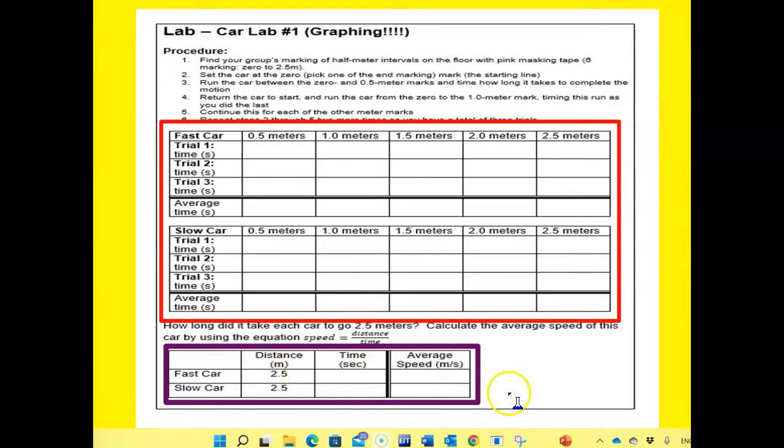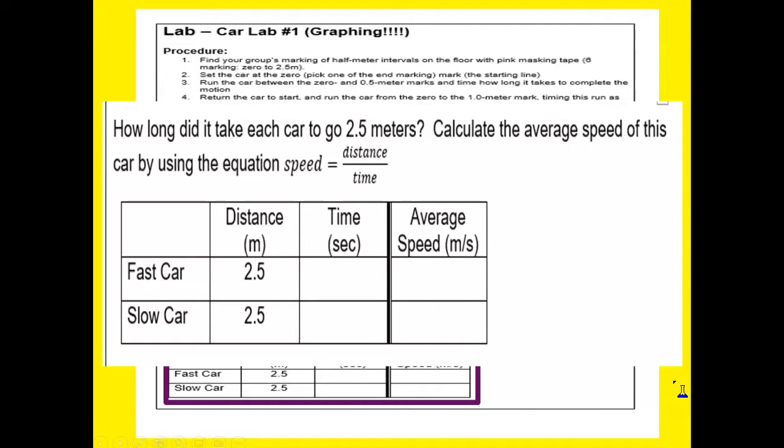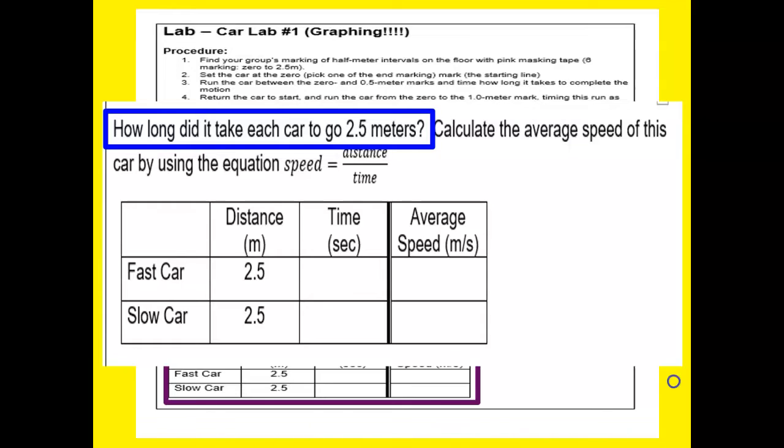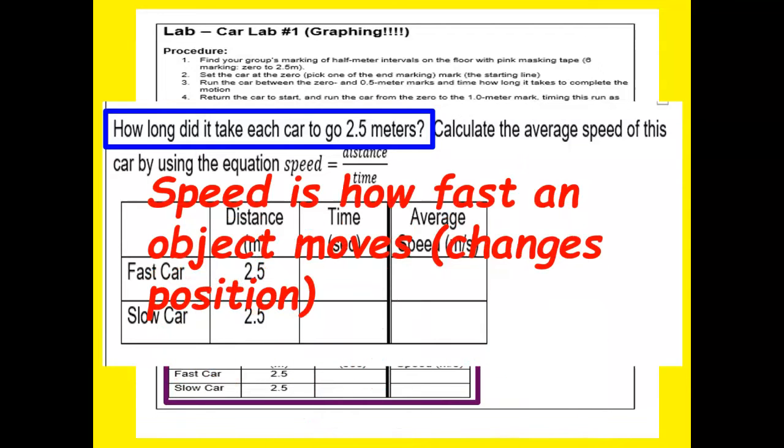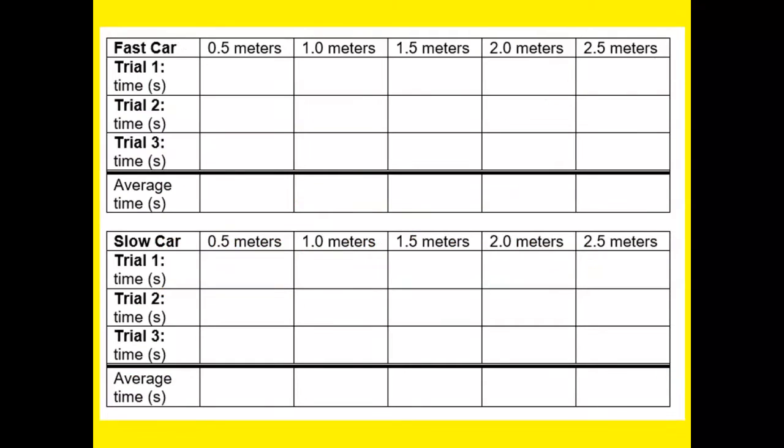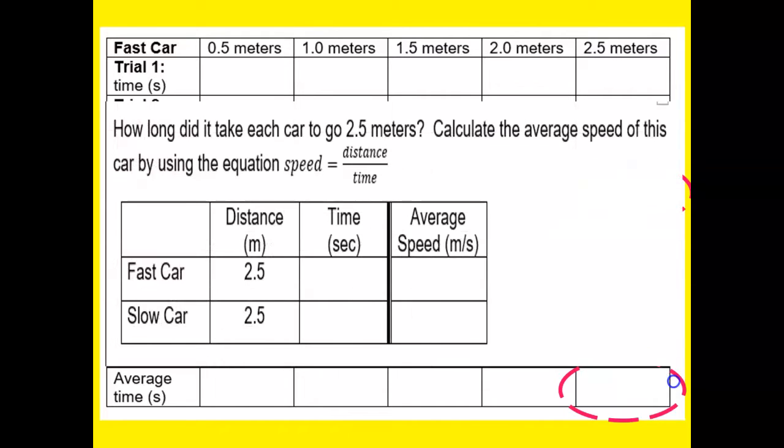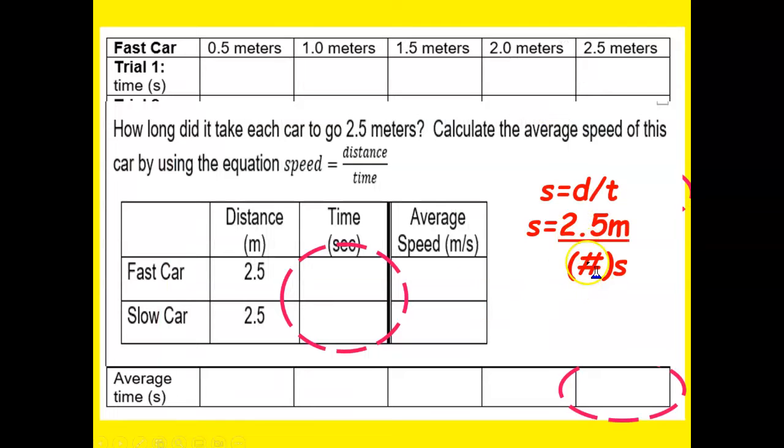All right, so now we are looking at this part of your paper. The question asks, how long did it take for each car to go 2.5 meters? So speed is, again, how fast an object moves. It changes position over time. That's what speed is. How fast does it go? From your data, you're going to take these 2 time averages and transfer them to here.